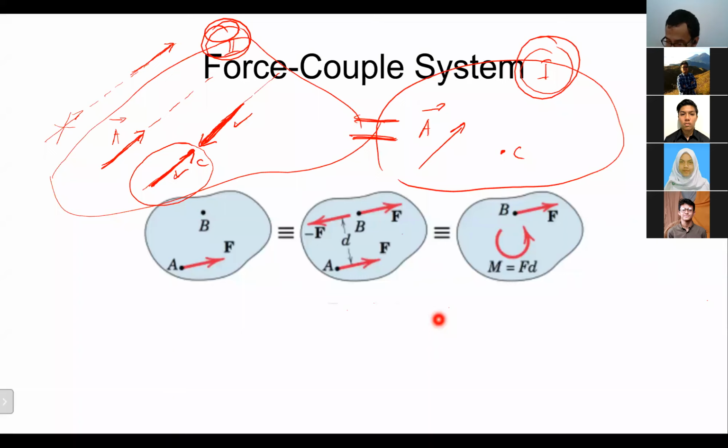Okay. Now, I want you to help me, Ananda. Can you see these two forces?